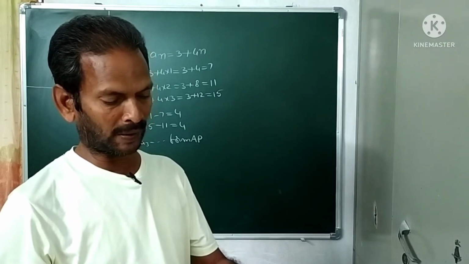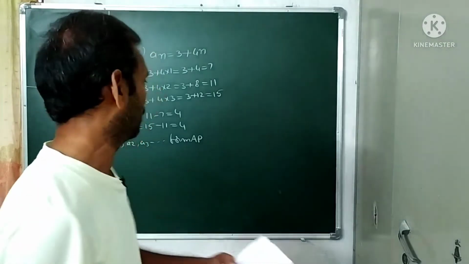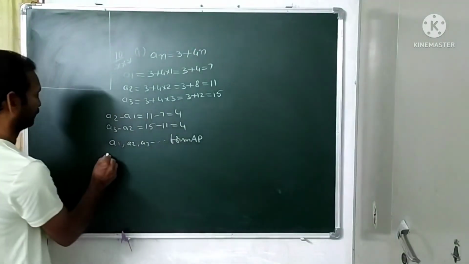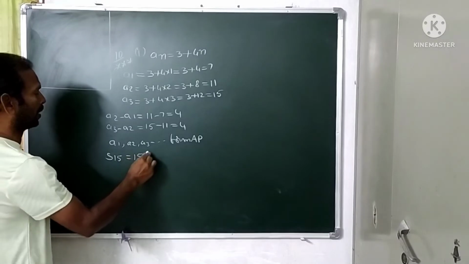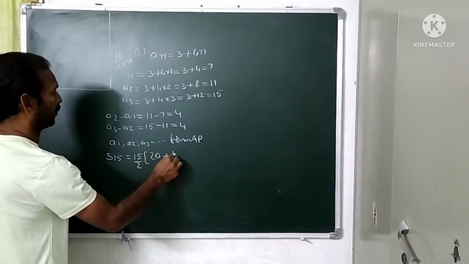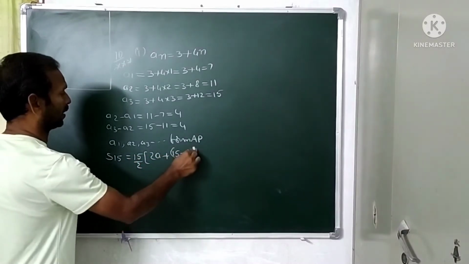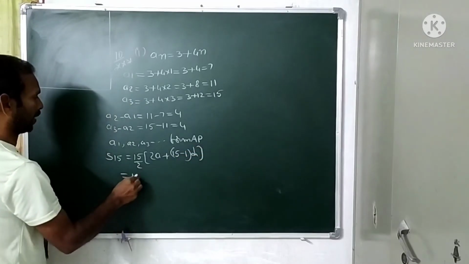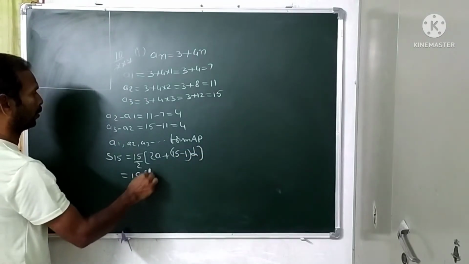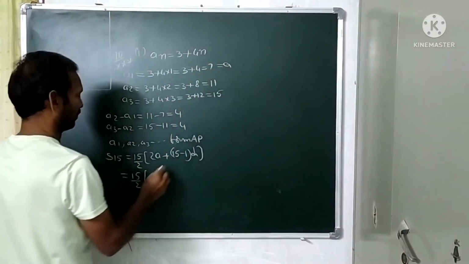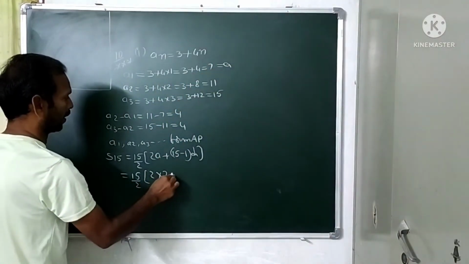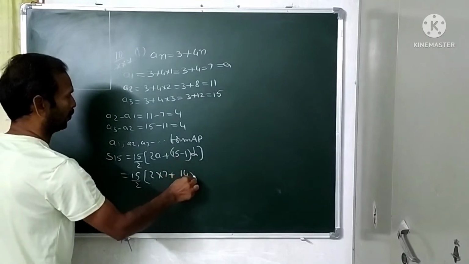Also find the sum of the first 15 terms. S15 is equal to 15 by 2 into 2a plus 15 minus 1 into d. So 15 by 2, 2a. What is the a value? The first term is a. 2 times 7, 15 minus 1, 14.